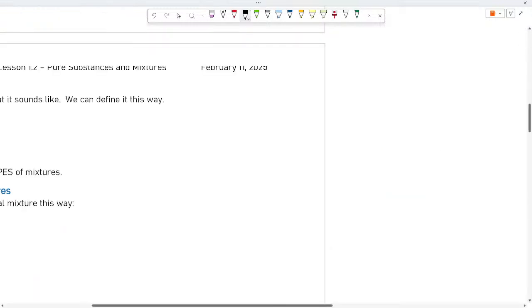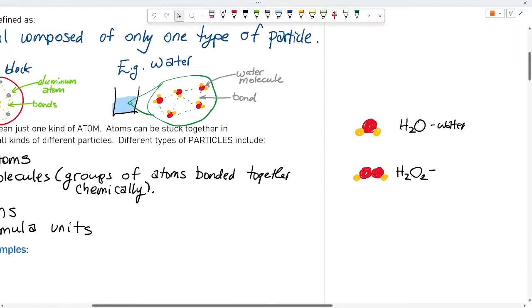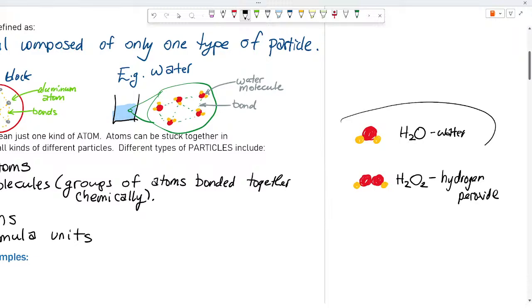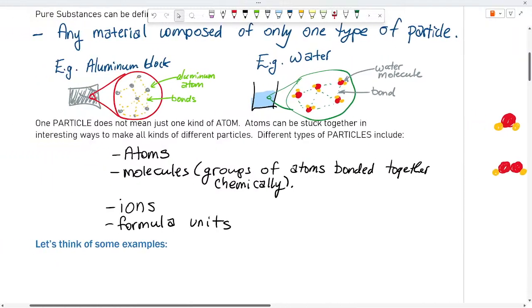This is called hydrogen... It is called hydrogen peroxide. Again, you don't need to know that, but just to show, these are both pure substances, right? Yeah, that's right. And it fizzes up. It stings a little bit.